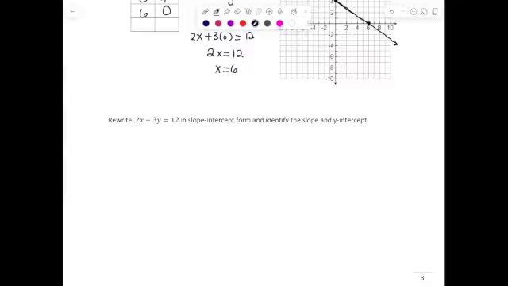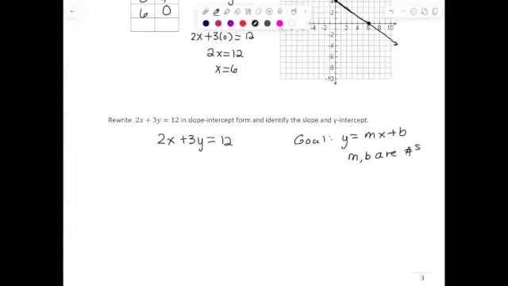All right, rewrite this in slope-intercept form and identify the slope and y-intercept. So again, this is kind of like rewriting equations, solving. So we have to solve for y. So we have 2x plus 3y equals 12. Goal: y equals mx plus b, where m and b are numbers.